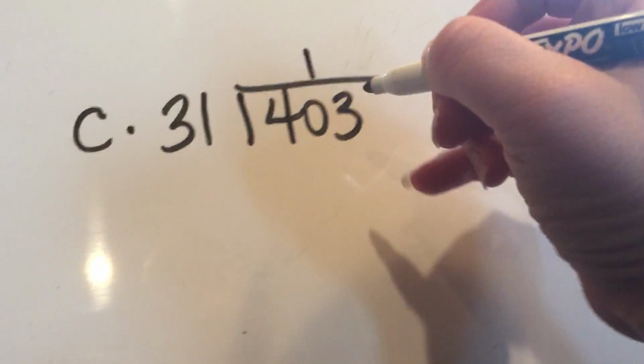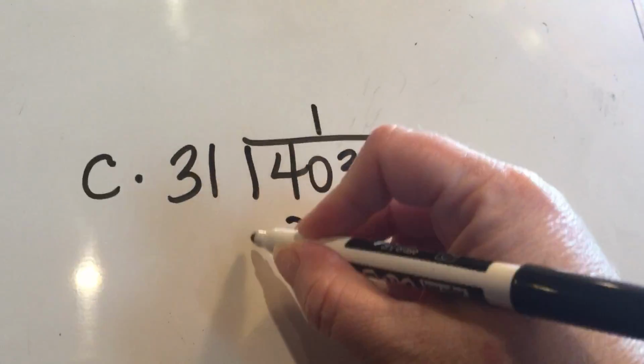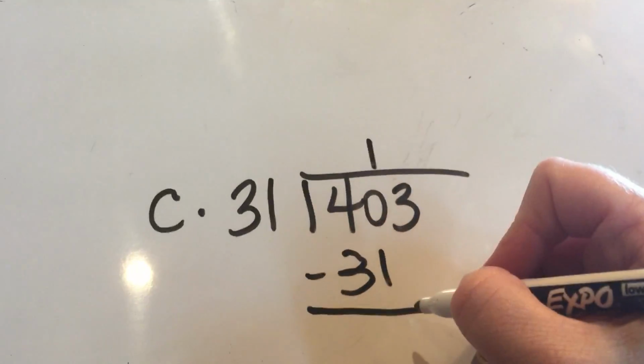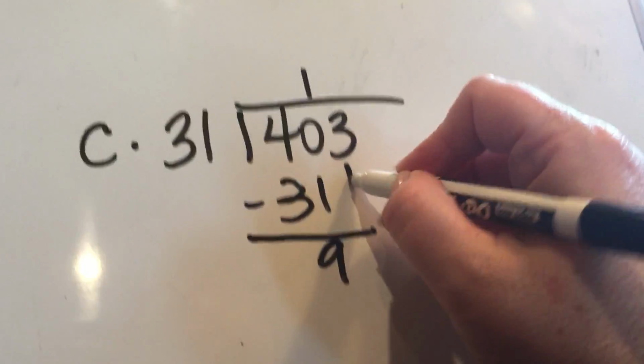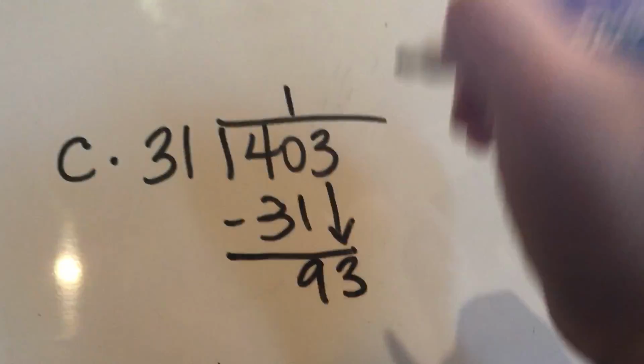1 times 31 is 31. Subtract. 40 minus 31 is 9. Bring down the 3. 93.